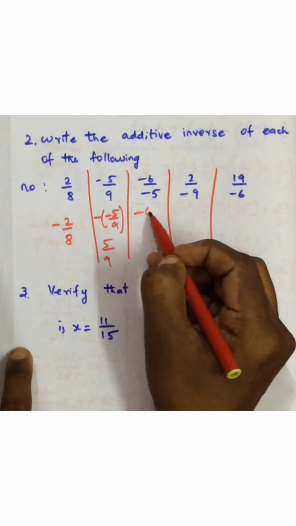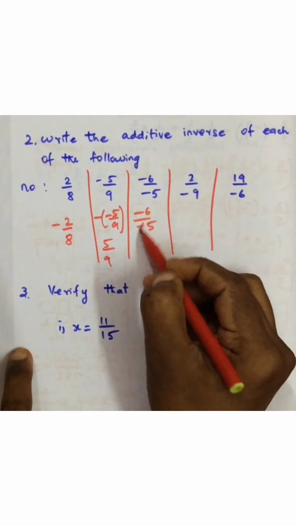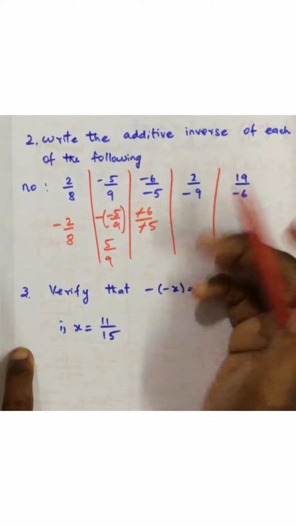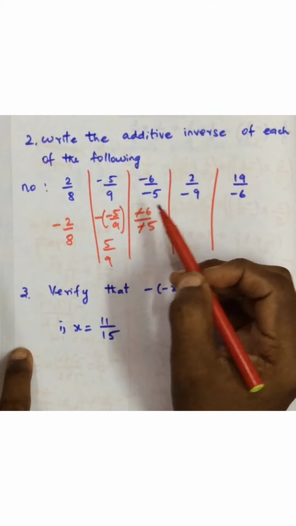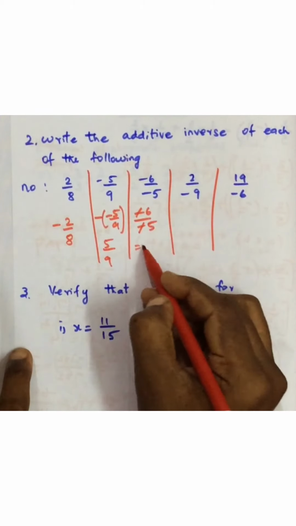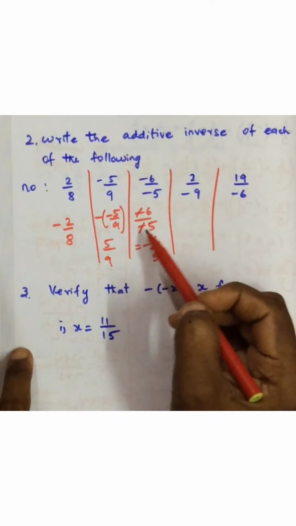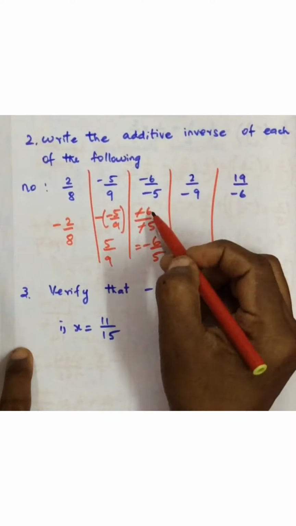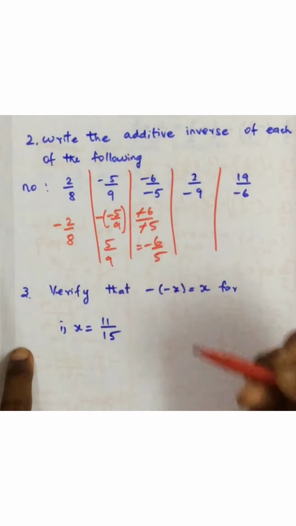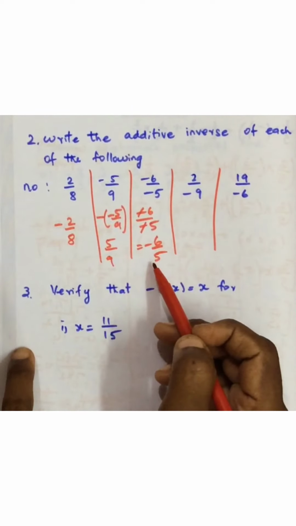Here it is minus 6 by minus 5. Okay, this minus and minus will get cancelled. So we have to find the negative of this 6 by 5. That is minus 6 by 5. So here this minus and minus will get cancelled, so actually it is plus 6 by 5. You have to find the negative of plus 6 by 5, that is minus 6 by 5.